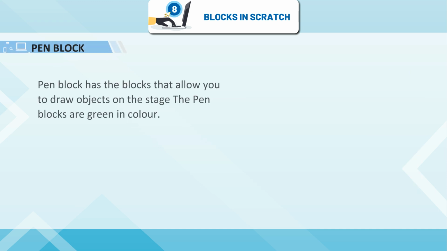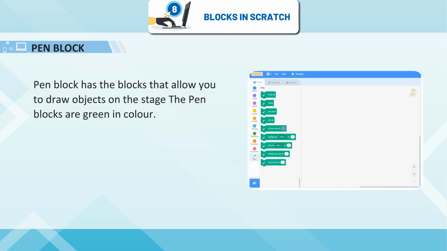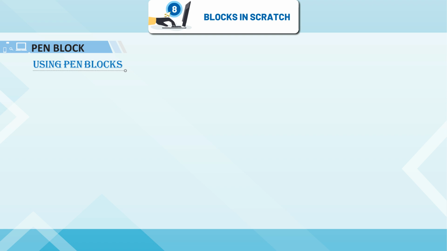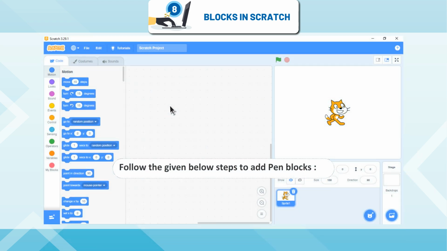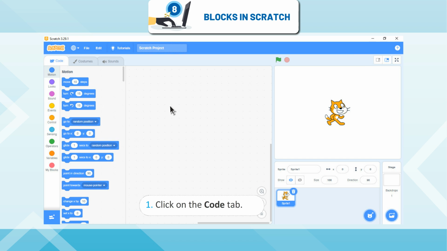Pen blocks. Pen blocks allow you to draw objects on the stage. The pen blocks are green in color. Using pen blocks. To use pen blocks, you need to add them to your project. Follow the steps given below to add pen blocks. 1.